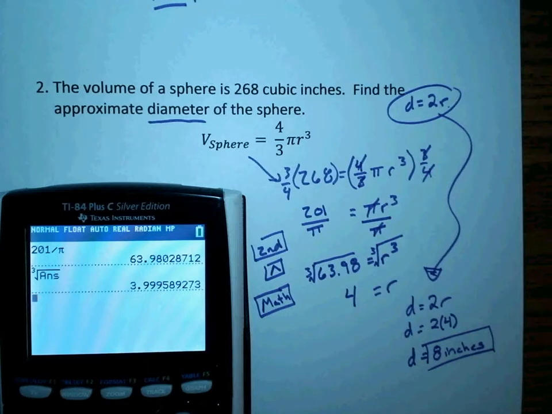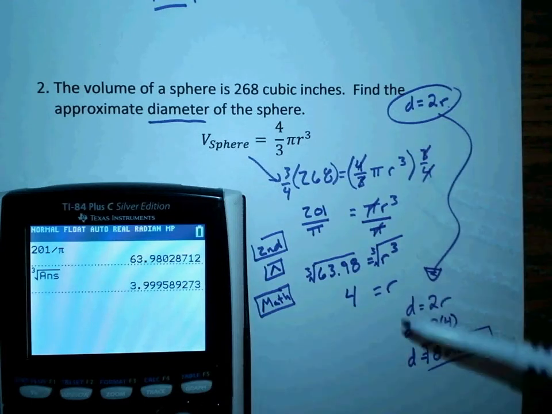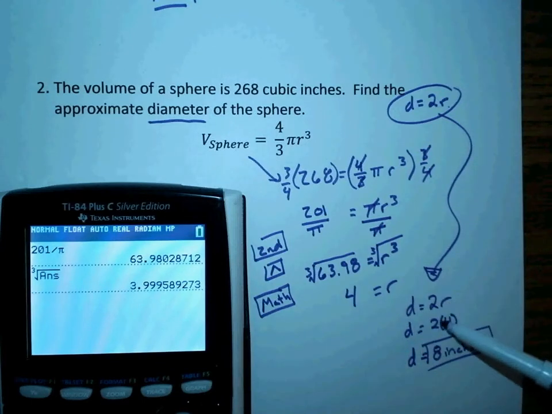And that's my answer. Please be careful of this because a lot of you on the test, you're rushing, trying to go through it quick, and they'll have this as one of your answer choices, 4. And it'll be kind of messed up for you to do all this work and you just forget to multiply it by 2 to find the diameter. So really be careful.